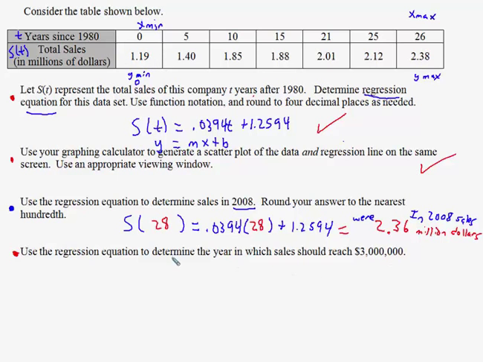It says use the regression equation. This time they're not going to give me the input. They're not giving me the year. In fact, they're saying determine the year. You know, you find t, so that my sales, which is my output, comes out to be 3 million.